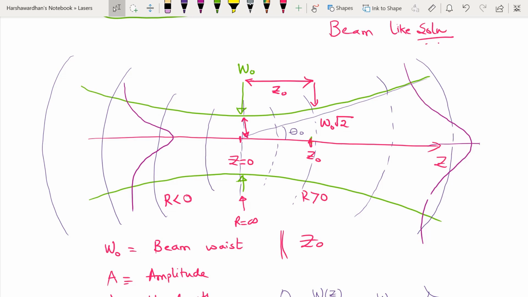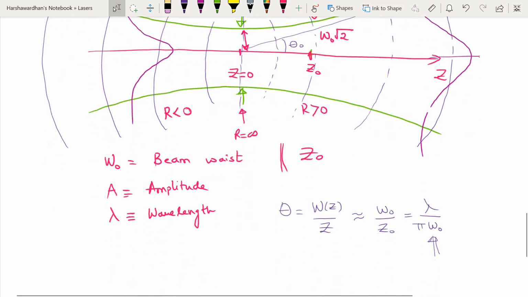And clearly as Z is negative, the radius of curvature becomes negative. So you can see that I'm drawing in blue basically the wavefronts. And similarly, when Z is positive, the radius of curvature is positive, and you have the radius of curvature the other way around. And you have the intensity, which is largely centered about the axis, and it exponentially dies out on either side away from the axis. So W naught is called the beam waist.